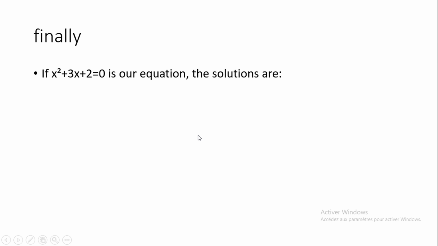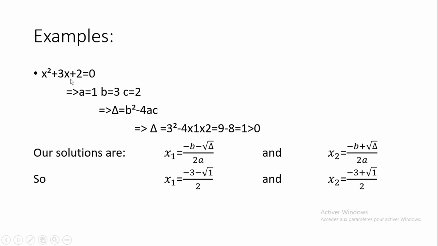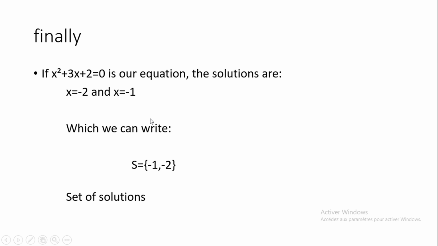Finally, if x squared plus 3x plus 2 equals 0 is our equation, then our solutions are x equals minus 2 and x equals minus 1, which we can write as the set {-2, -1}. This is the set of our solutions. It's a notation. So I'll give you some extra.